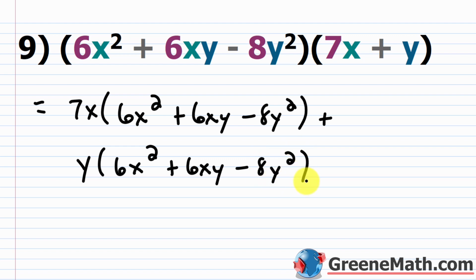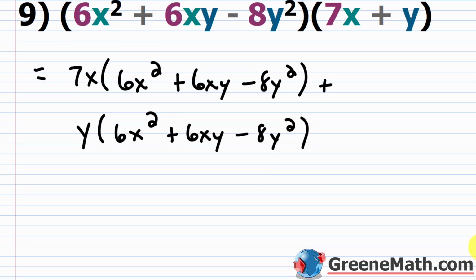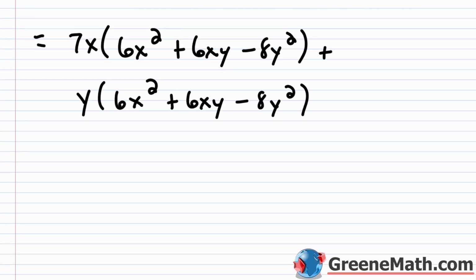Okay, so I'll just tell you in advance this is going to be pretty tedious. Let's come down a little bit and get some room. So we're going to start with 7x times 6x squared. So 7 times 6 is 42. X times x squared is x cubed. Then plus 7x times 6xy. 7 times 6 is 42. X times x is x squared. And then you have y that's just going to come along for the ride.